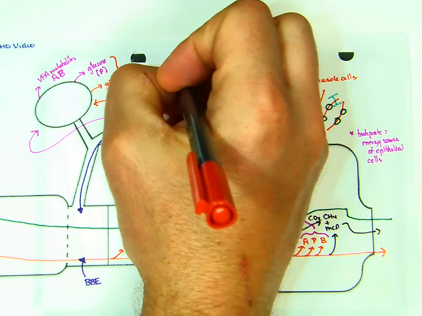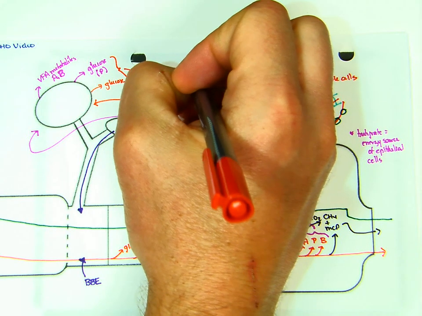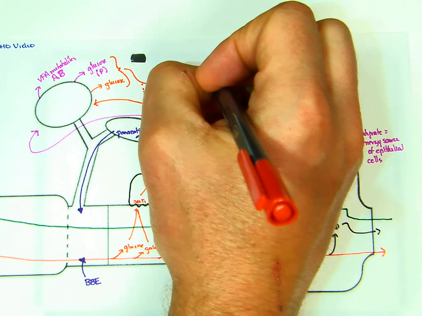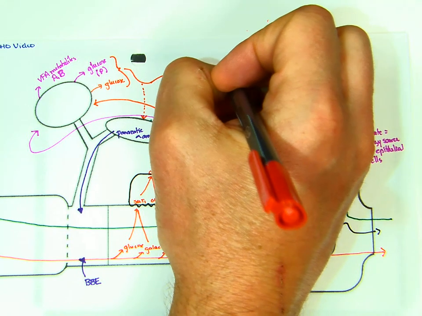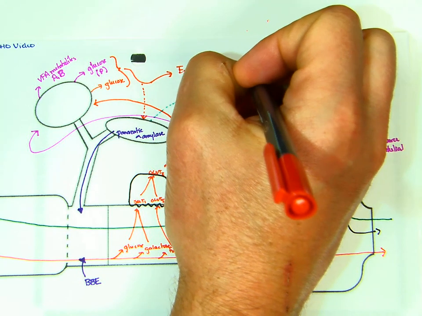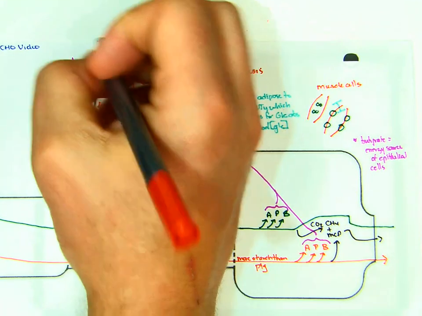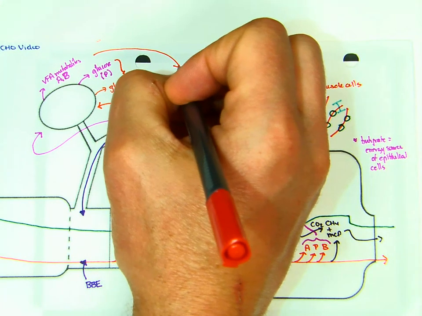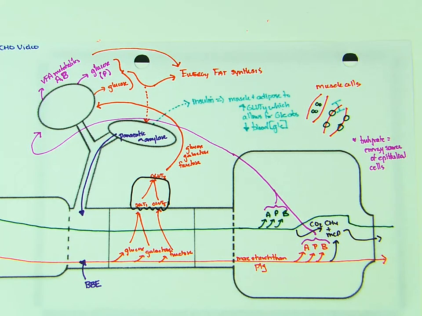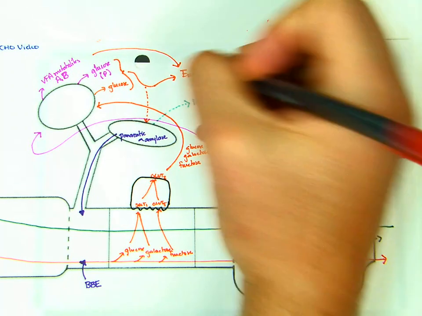This glucose can be used for energy, fat synthesis, which is what the VFA metabolites can be used for as well. Energy, fat synthesis, energy and fat synthesis.